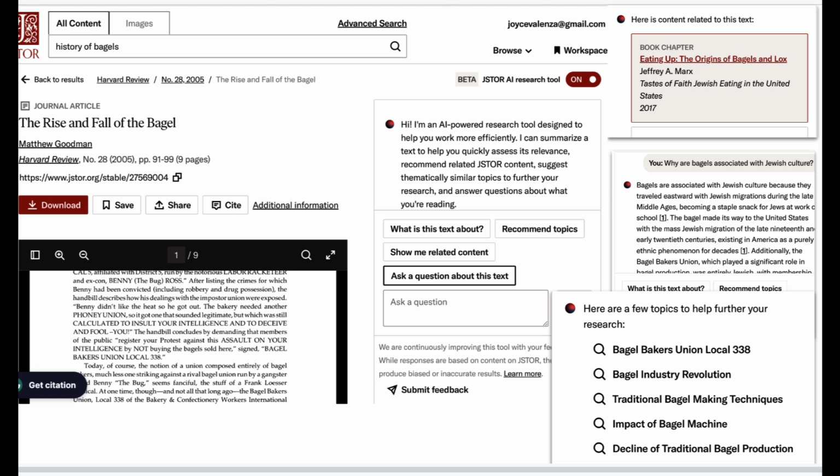In this case, I searched the rise and fall of the bagel, actually the history of the bagel. I got this article, and notice that I can ask questions. What is this text about? Recommend topics for me to look at, show me related questions, or even ask questions of the article itself, and they'll be generated. I think this is really powerful to save the researcher time, for the new researcher, and it is using a database that we all know, love, and trust, and adding features that allow us to dig deeper and understand more.